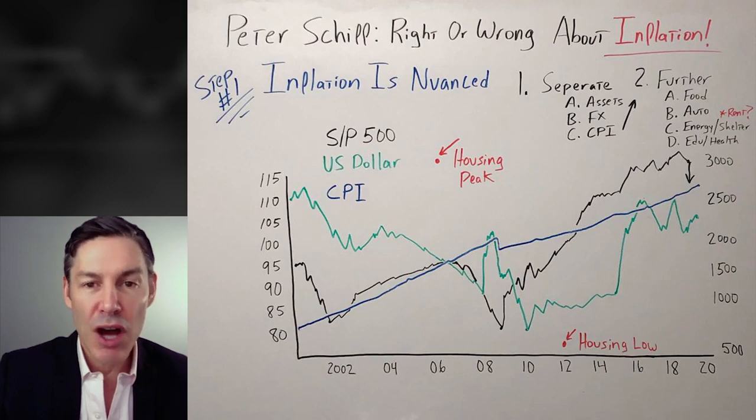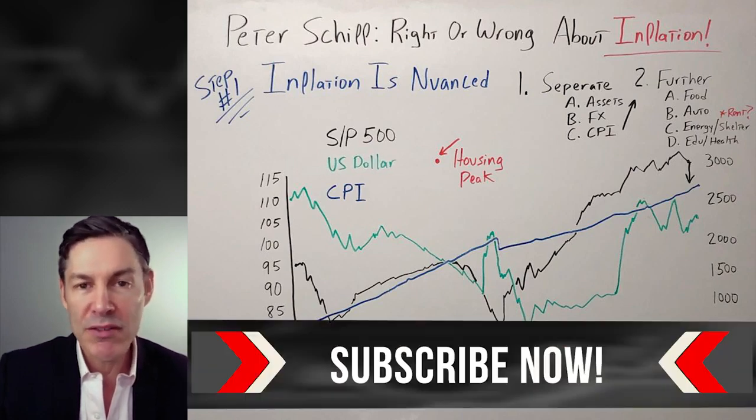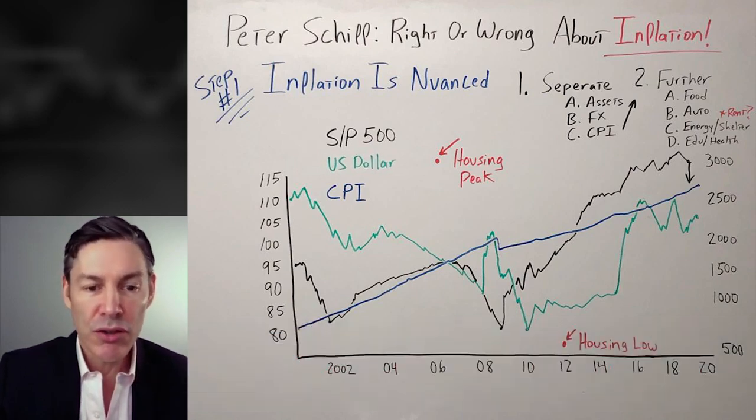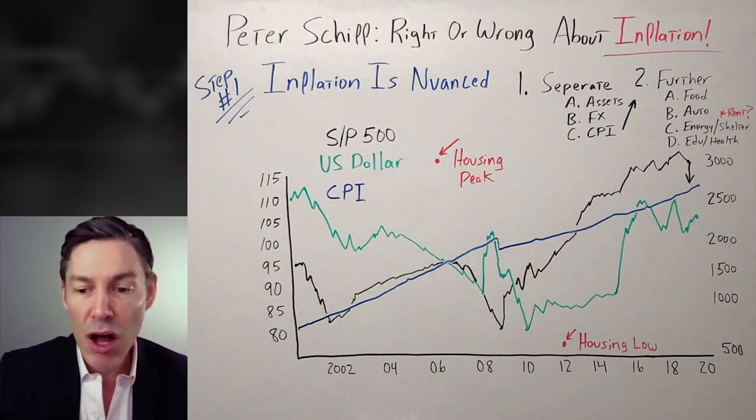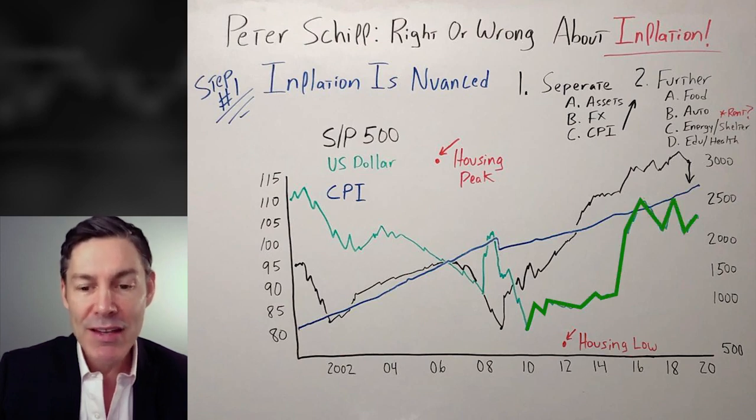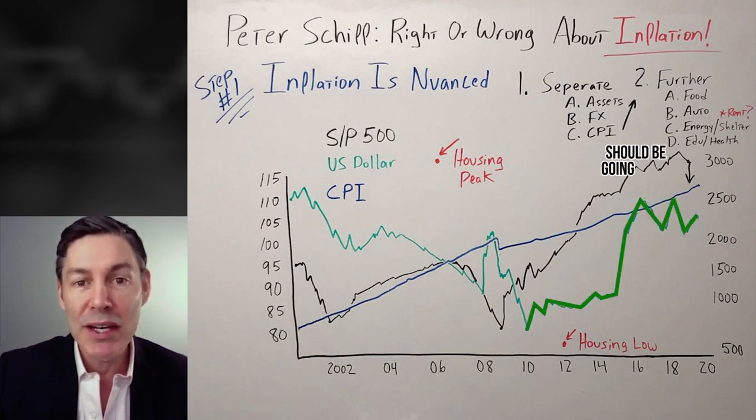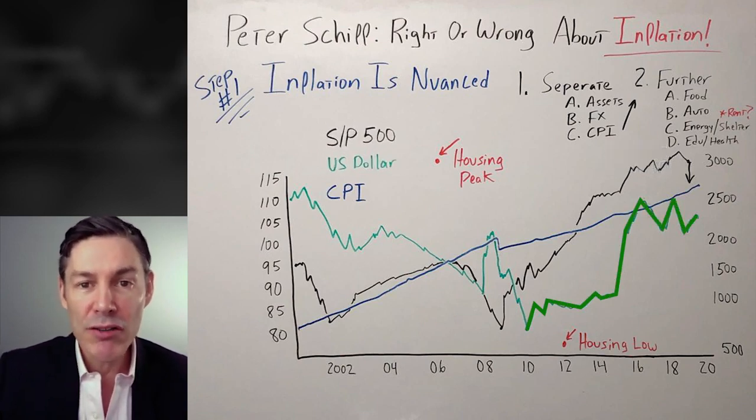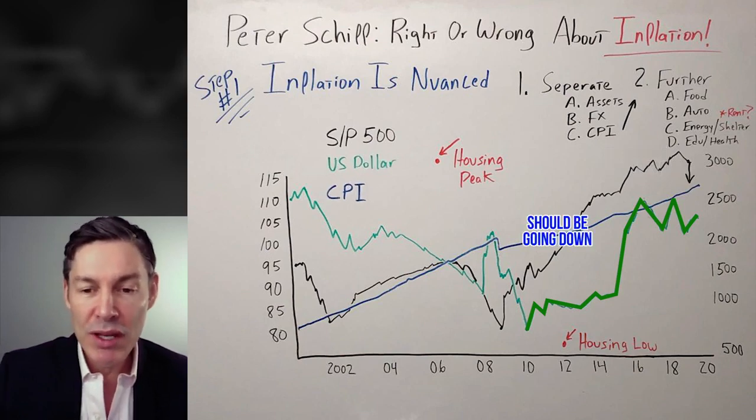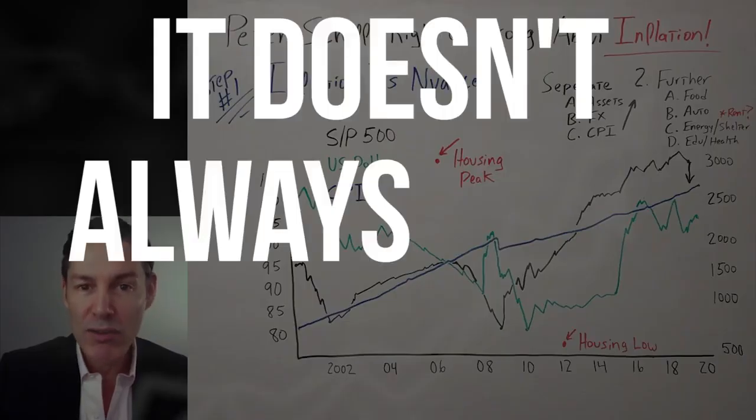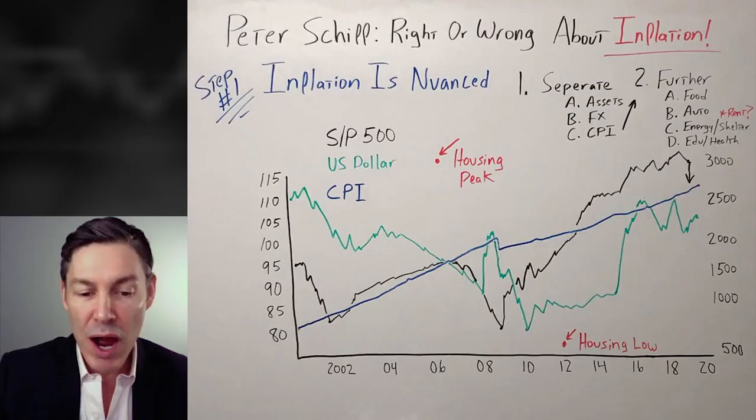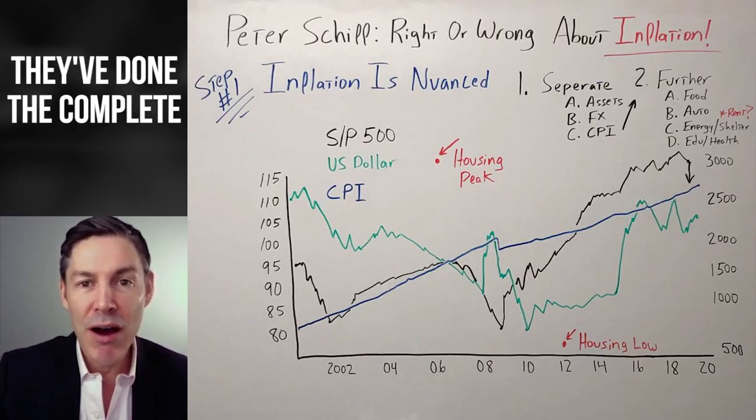So if the dollar was correlated from a standpoint of inflation to the CPI or to the S&P 500, if the dollar is going up, the S&P 500 should be going down. If the dollar is going up, the CPI should be going down. And we can see based on this chart that it doesn't always work that way. In fact, throughout the last 20 years, many times they've done the complete opposite.